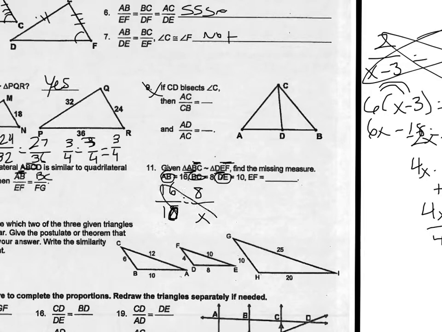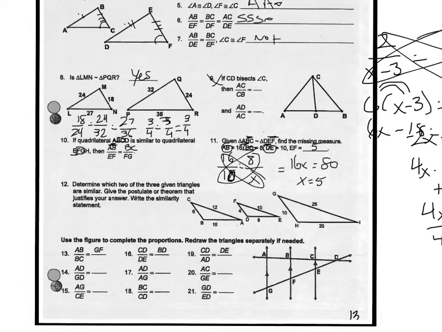So now we can cross multiply. So we get 16x equals 80. The cross products are equal to each other. And let's divide this out, see what we get. Comes out to be 5. So x equals 5. Remember, we're solving for the length of EF, so EF is 5.